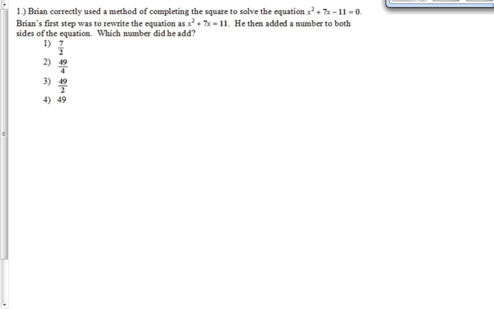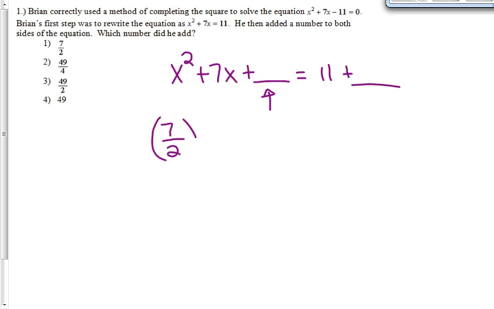Okay, so let's take a look at a practice Regents question. It says, Brian correctly used the method of completing the square to solve the equation x squared plus 7x minus 11 equals 0. His first step was to rewrite the equation. So he rewrote it as x squared plus 7x, I'm going to leave our little space here, equals 11. He then added a number to both sides. What number did he add? Well, to figure out what goes in this space, we need to take our b value, take half of it, so half of 7, and square it. So 7 over 2 squared becomes 49 over 4. So that would be the number that he would need to add in this spot. That is choice 2.